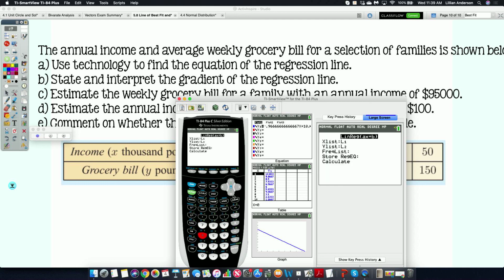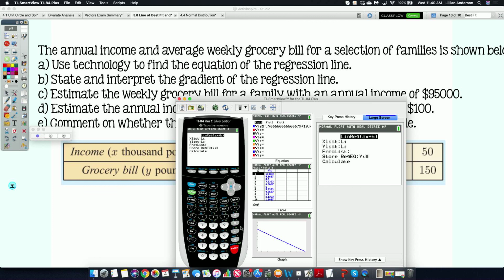So I go to option 4. Again, I make sure L1 and L2 are good to go. And because I'm going to be doing some more stuff with this, let's go ahead and store my regression equation. I went over it very quickly the other day, so I'm going to go through it slower here. Under store regression equation, I go to vars, I go over to yvars, I go to option 1, which is function, and I go to y1, which is option 1.